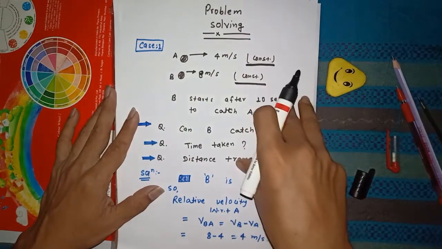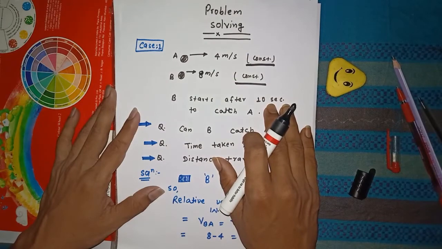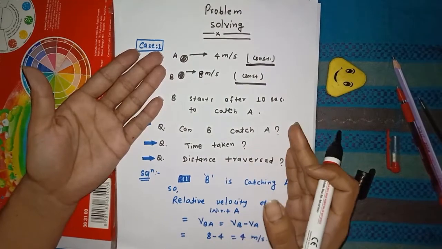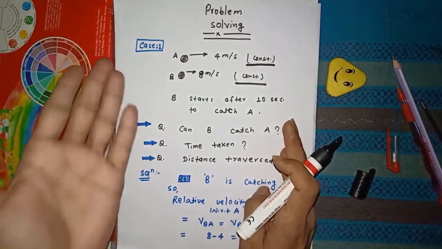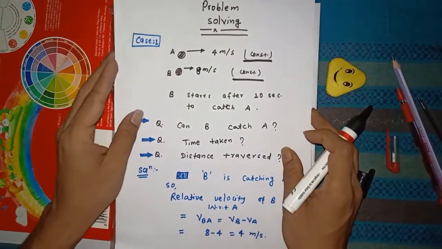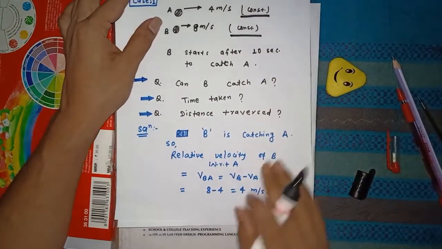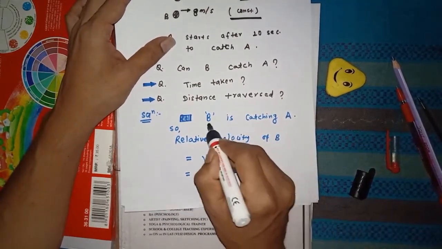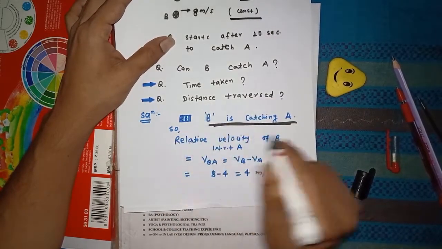This kind of problem is like this. B starts 10 seconds after A. At what time can B catch A, or not, we have to discuss, and also the distance traversed by B during the motion to catch A. How can you find it? I have to use the concept of relative speed, velocity, motion, acceleration. B is catching A here, so B is the police in this case, and A is the thief.